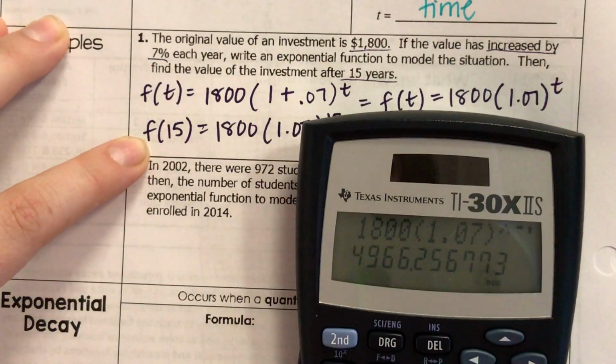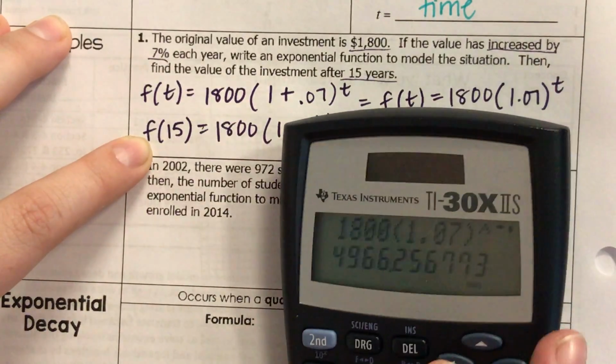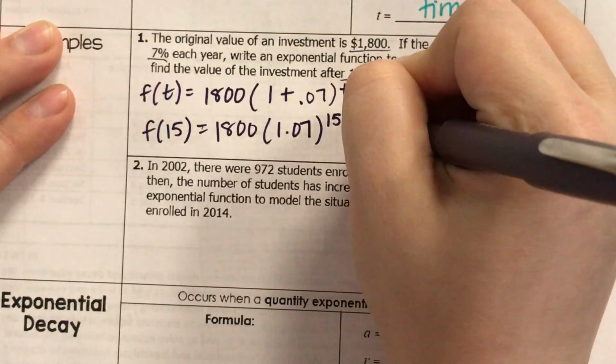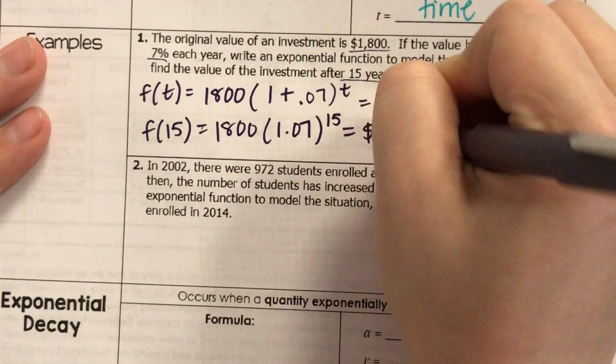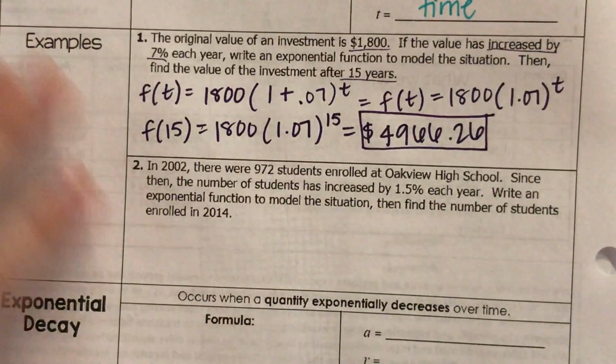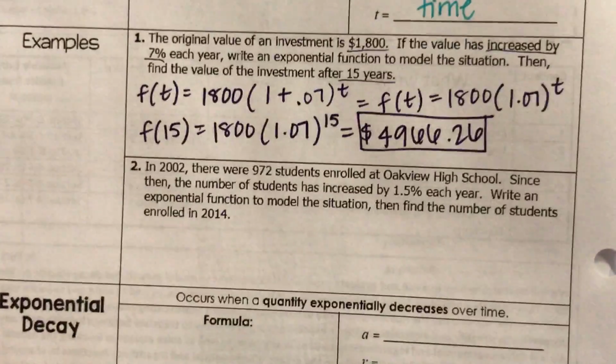And I get $4,966, and since it's money, we're going to round to 26 cents. So $4,966.26. And that's that one. Okay. Let's do another one.